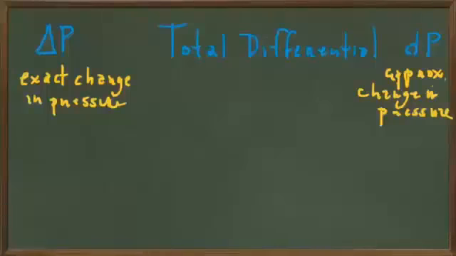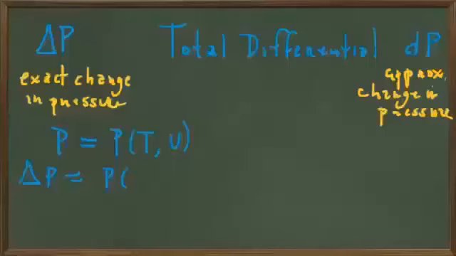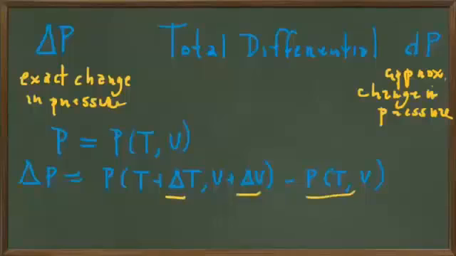So let's define our function P, pressure, to be a function of temperature and volume. And let's show what delta P would be. It would be the pressure at a time change and a volume change minus the original pressure. So the pressure at a change in time and a change in volume minus the original pressure. Let's rewrite delta P in this way below, in the line below.